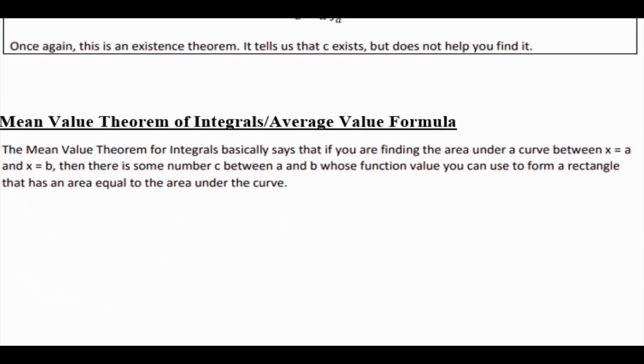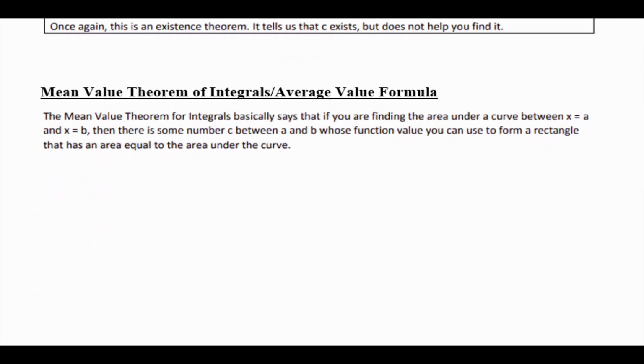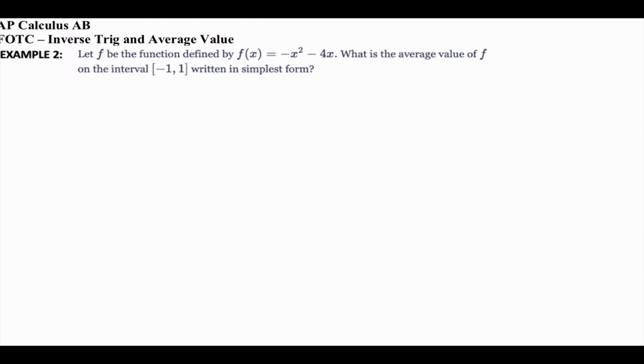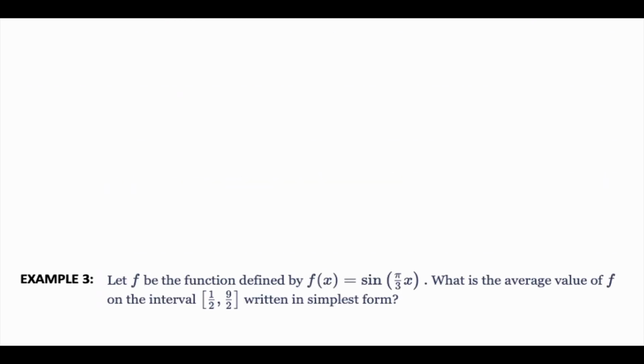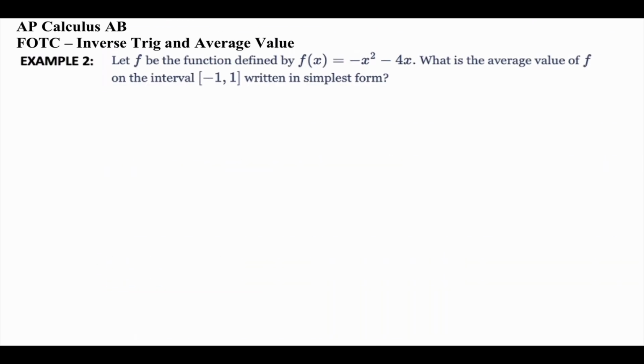Okay, so let's look at a problem. All this kind of explains what it is, but essentially, this is how to do it. So let's go to example number 2. I think there are 3 problems. We'll try to do all 3, but essentially it's the same thing. You guys, it's nothing difficult. Okay? So let f be the function defined. So f of x is negative x squared minus 4x. What is the average value?